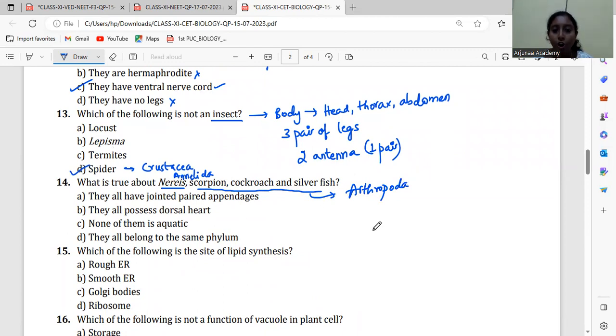So again, we should find out the common feature. They have jointed and paired appendages. In Nereis we can't see this; this is the character of only Arthropoda. So this is not true about all of them. They all possess dorsal heart. We know all non-chordates, from Porifera to Echinodermata, will have a dorsal heart. None of them is aquatic. Nereis is aquatic, right? So even this can't be the answer. They all belong to same phylum. We had checked the phylum. They belong to different phyla. So the answer is option B.